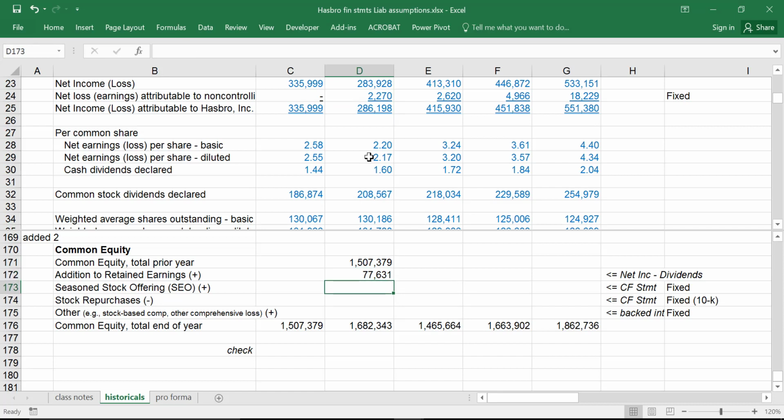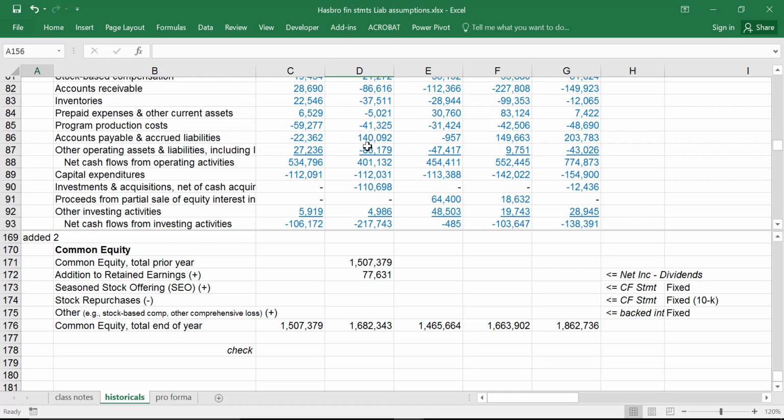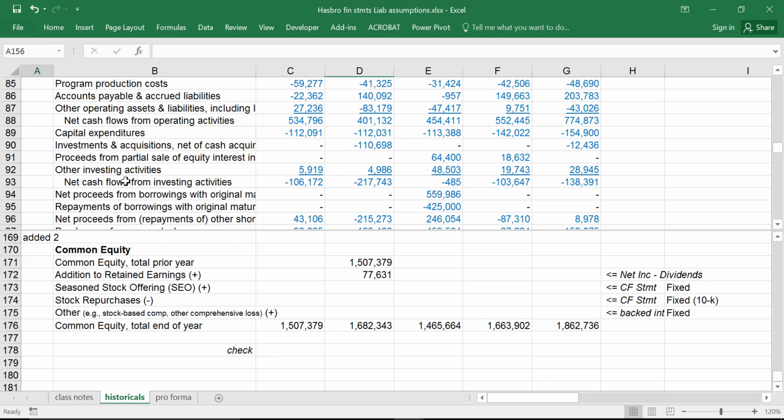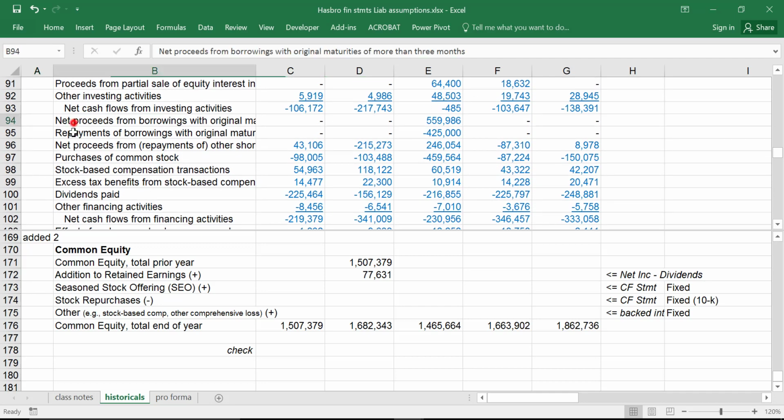Seasoned equity offerings, again, that would show up on the cash flow statement. Of course, there'd be some discussion in the 10K. We can take a quick glance. Cash flow statement here, and that would be under financing activities. Okay, so here's the financing activities. All right, and there is purchases of common stock, but nothing about issuing common stock.